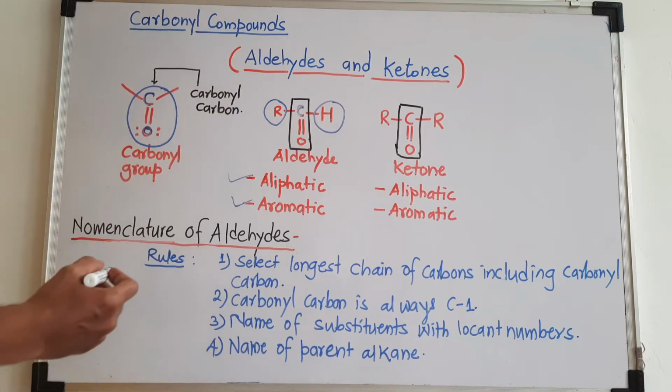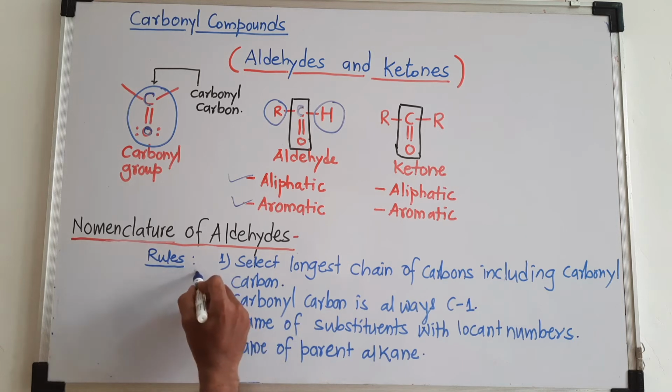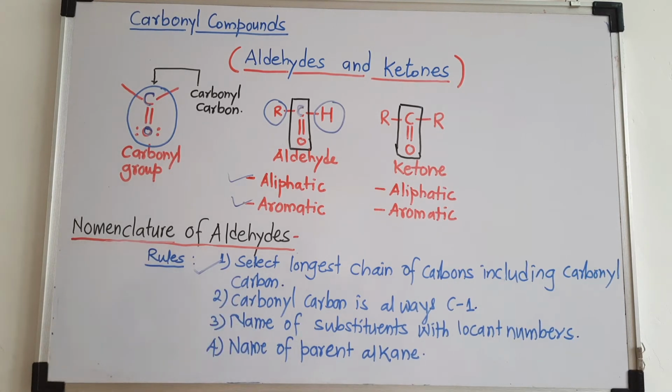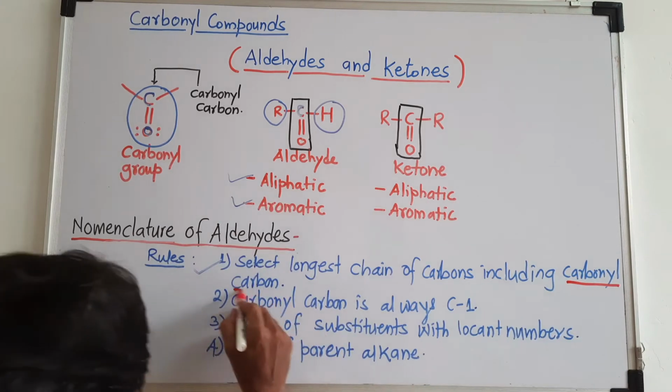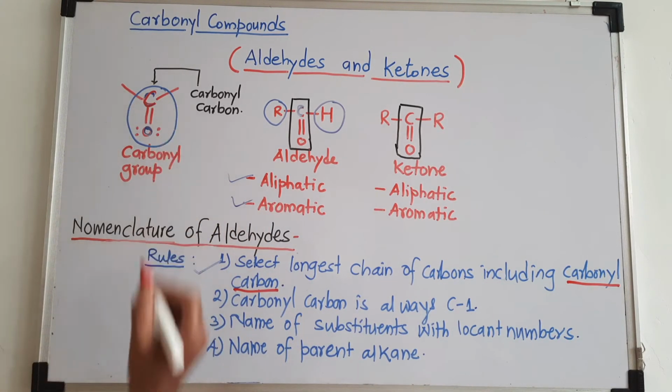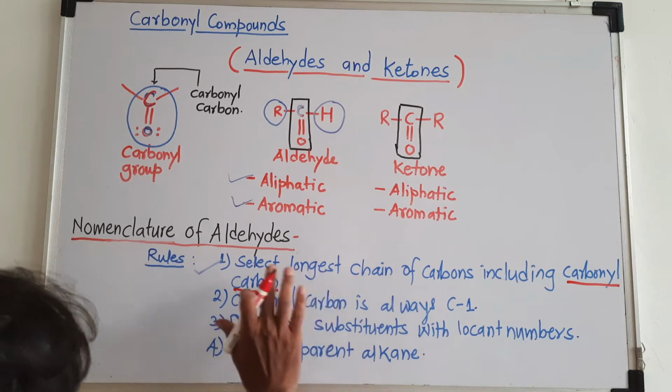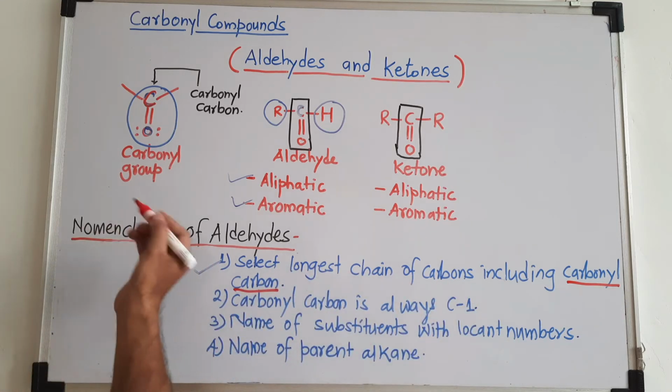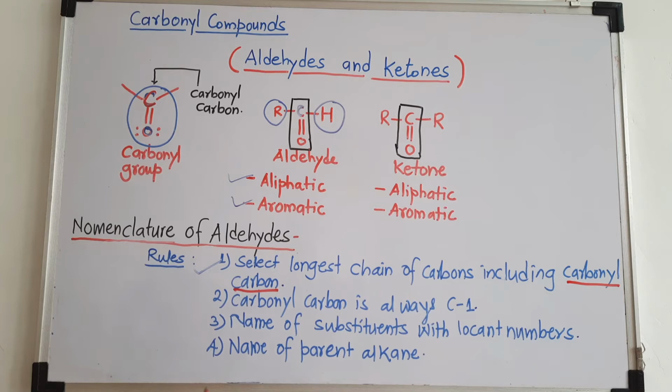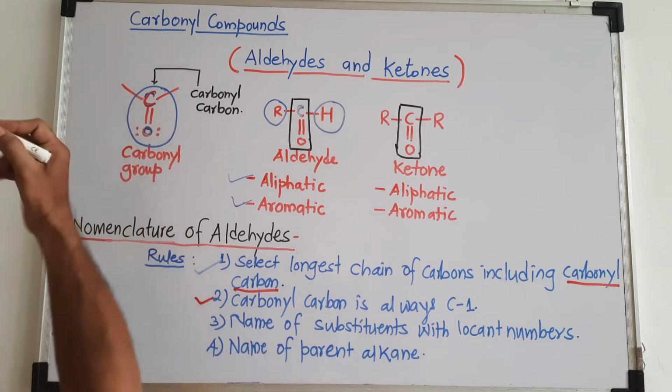First of all, we are going to discuss the nomenclature of aldehydes. For the nomenclature of aldehydes, we have to select the longest chain of carbon. In that carbon chain, you cannot skip the carbonyl carbon. Again, that word is coming, carbonyl carbon. So this carbonyl carbon you have to consider along with the longest chain of carbon while providing a name to the aldehyde. Then the second rule says the carbonyl carbon is always 1. So you have to start numbering from this carbonyl carbon.